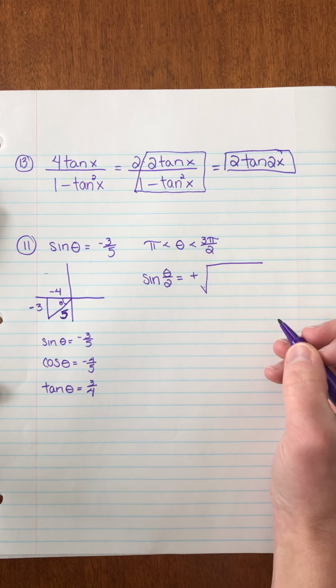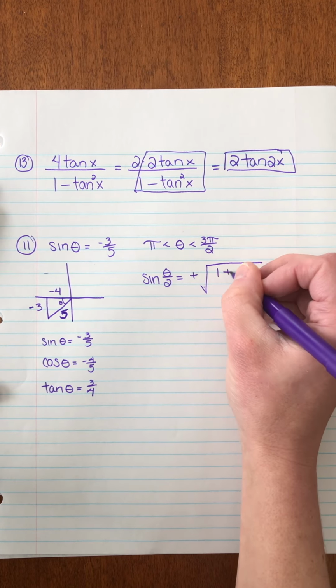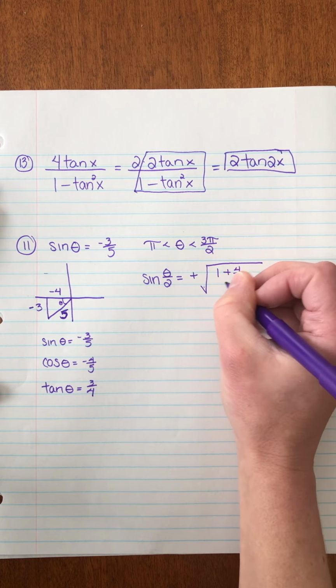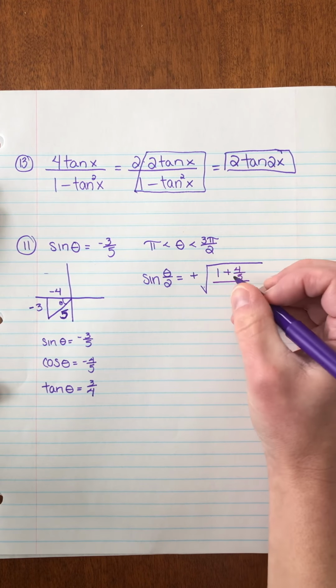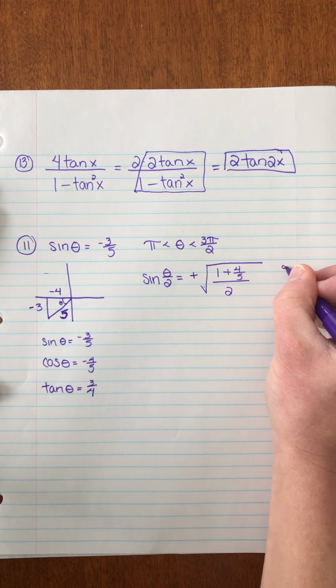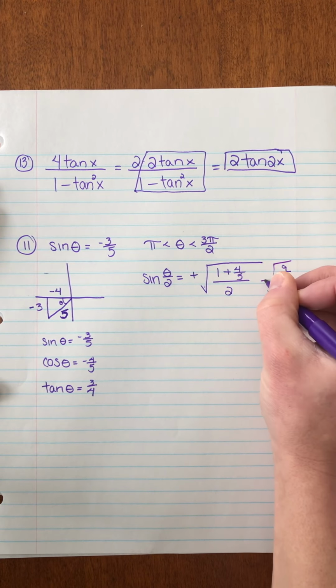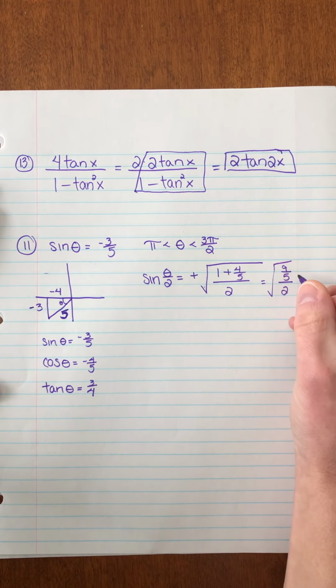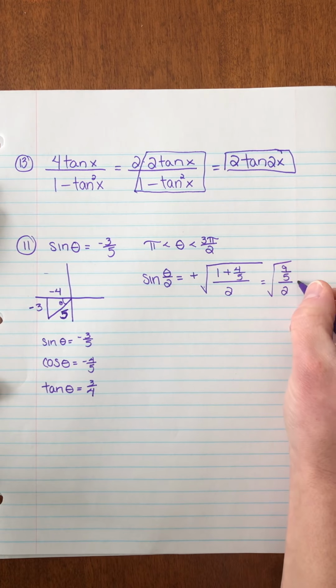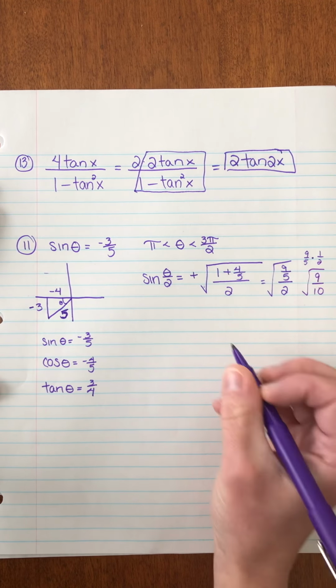All right, and so it's 1 minus cosine. So minus a negative 4/5 is plus 4/5, all over 2. So that's 5 over 5 plus 4 over 5. That's going to be 9 over 5 over 2, and that's all inside the square root. So that is 9/5 multiplied by the reciprocal, so that's going to be 9 over 10 inside the square root.